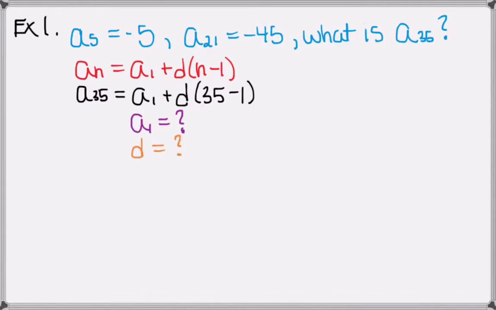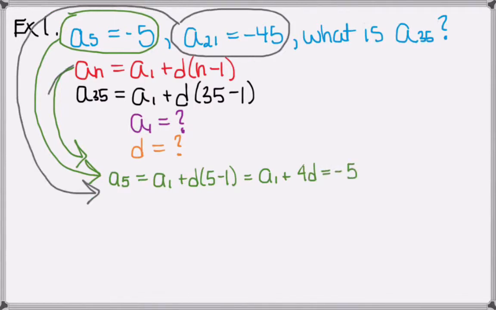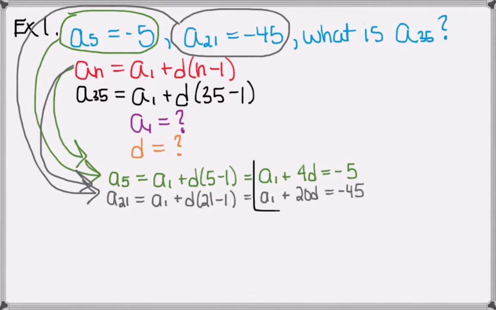To find this, I'm going to use the 2 points that are given and plug that into the general form. So if I use the term a sub 5, that reduces to a sub 1 plus 4d is equal to negative 5. If I use the information for a sub 21, that tells me that a sub 1 plus 20d is equal to negative 45. And at this point, I have a system of equations that I can solve using any method.